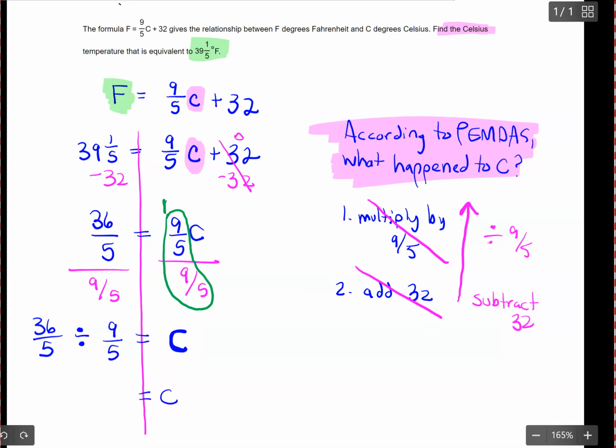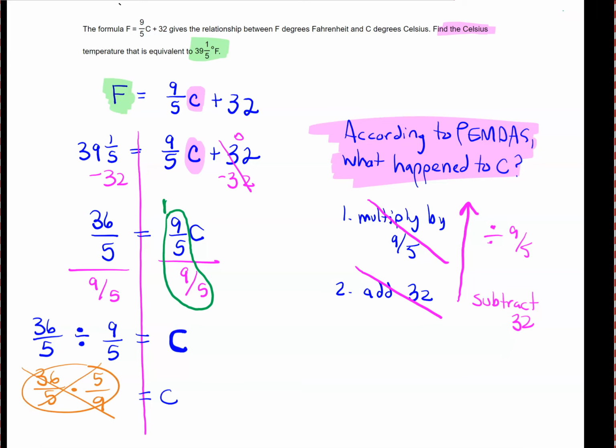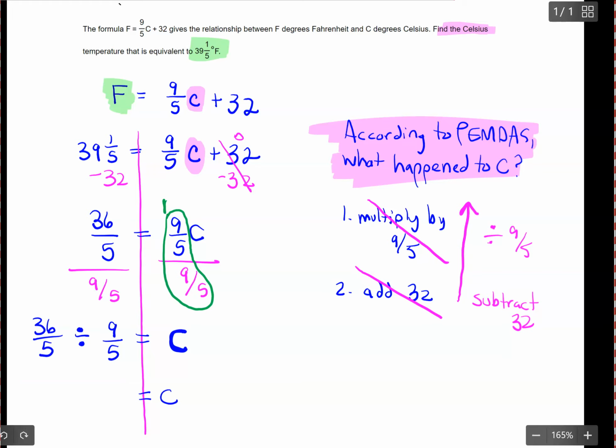Now, if you know how to do it by hand, you could do the keep, change, flip. You could multiply by the reciprocal if you wanted to. That's totally great, but you don't have to do that. You're allowed to use your calculator. So you can just type in 36/5 divided by 9/5, and let's see what our calculator gives us.